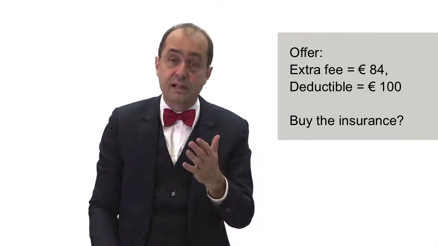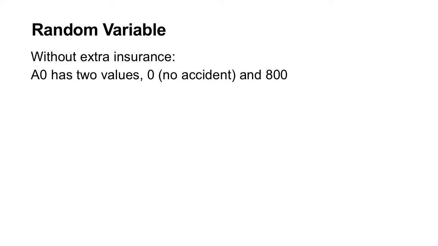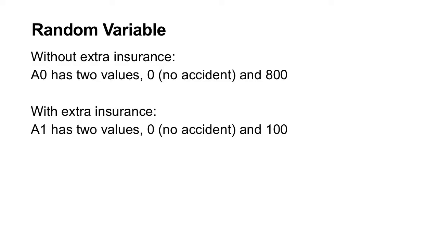So let's translate this real-world problem into a probability problem. There's a random variable, which is my accident payment. Let's make a simplifying assumption. As soon as there's an accident, the damage exceeds 800, so I will certainly have to pay 800 in that case. So we neglect accidents like bumper damage of, say, perhaps 500 euros. So I have to pay either 800 euros or 0 because I have no accident. If I buy the extra insurance, these numbers would be 100 and 0.